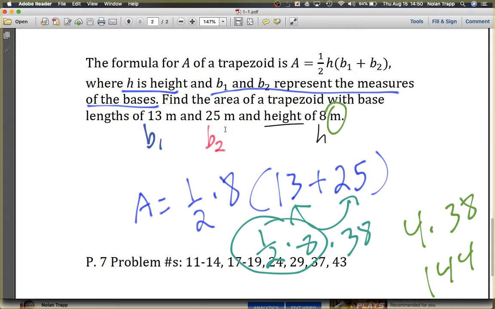So I'm in meters. So area, hopefully, no area is something squared. Once again, I wrote that too close to the edge, so I'll move it so it's a little easier to see.